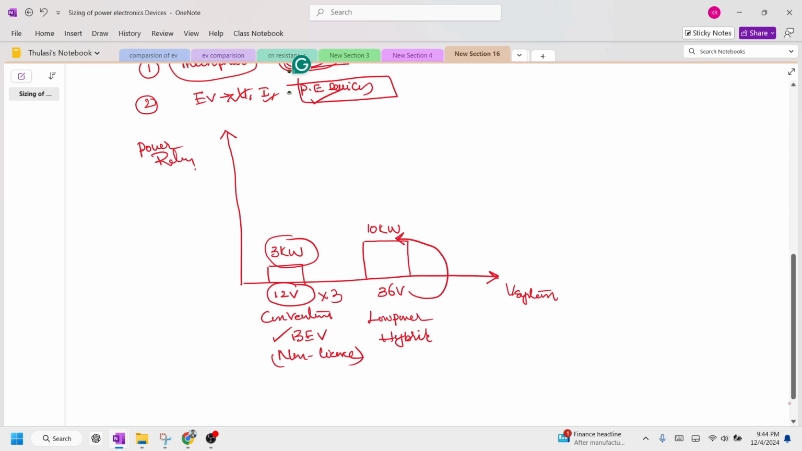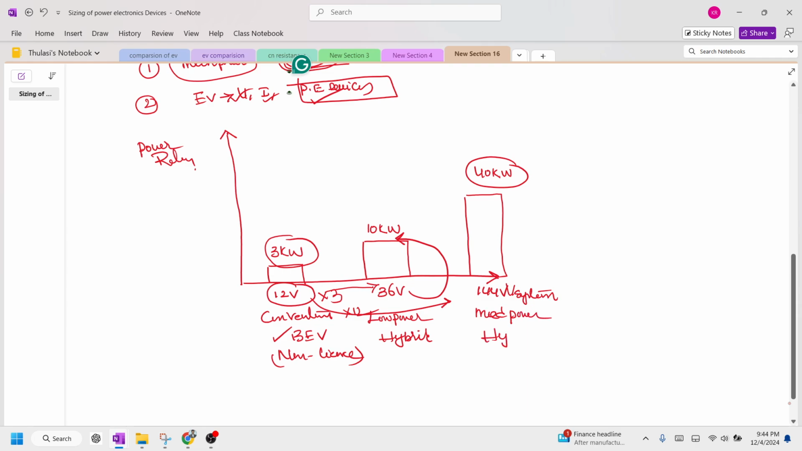Again, I'm going to increase the voltage level, now to around 12 times the base, which is 144 volts. As soon as the operating voltage is increased 12 times, I get 144 volts, and I can run this electric vehicle, or use it, for a power rating of 40 kilowatts. I'm going to call this a medium-power hybrid electric vehicle.